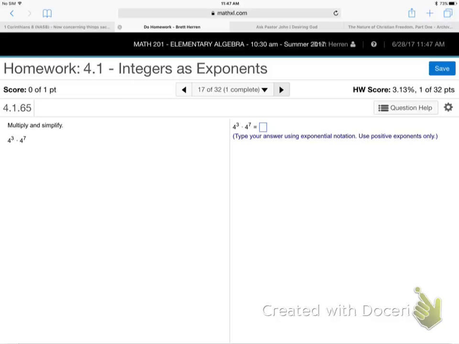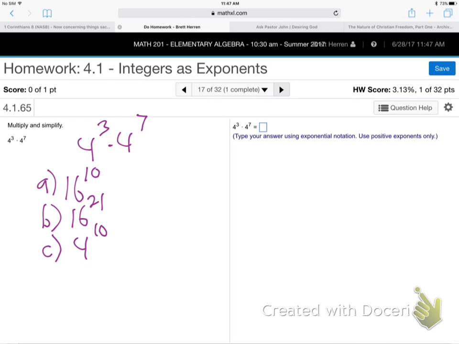Good. That okay? Okay. 4 to the 3rd times 4 to the... All right, I'm going to do multiple choice. A. All right, there we go. So multiple choice. 4 to the 3rd, that's a times. 4 to the 3rd times 4 to the 7th. What does that equal? A, B, C, or D, or E?